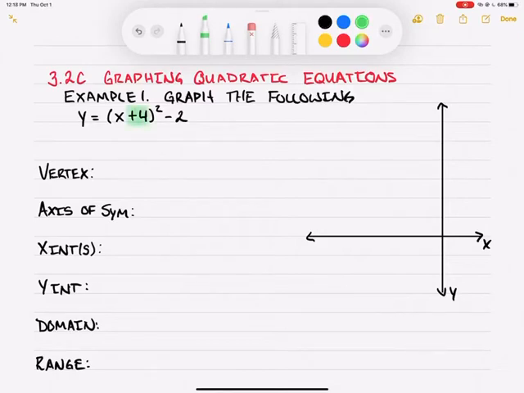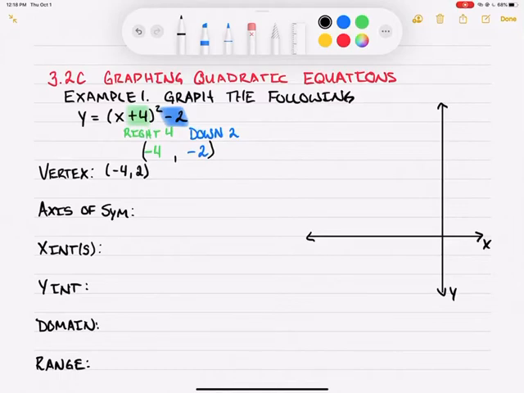X plus 4 tells me that I'm going to move this graph to the right 4 spaces. So that means I'm going in the negative direction, or negative 4. And then if I look at my k value on the outside, I have negative 2. This means that I'm shifting my graph down 2 spaces. So again, in the negative direction, this time negative 2. This is going to be where my quadratic function sits. And that means this is my vertex, negative 4, negative 2.